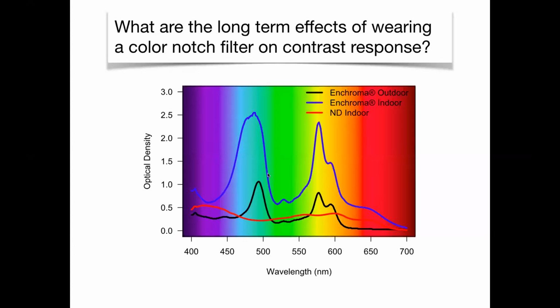So this shows the optical density spectra of two versions of the EnChroma filter. This is an outdoor filter. This is one for indoor. You see the optical density to the left. You see the notch here right around 580. And the red is a neutral density filter that we use as a control in some observers. The observers were asked to wear these on a regular basis, but mostly they wore the indoor filter because this all took place during the campfire in Northern California, where people stayed inside most of the time.